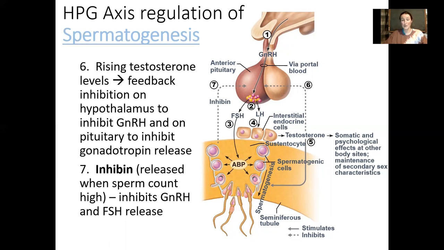Inhibin is something that's produced by the sustentacular cells. So these cells produce inhibin to provide kind of a reinforcement of this message.